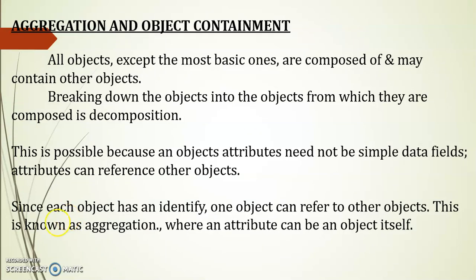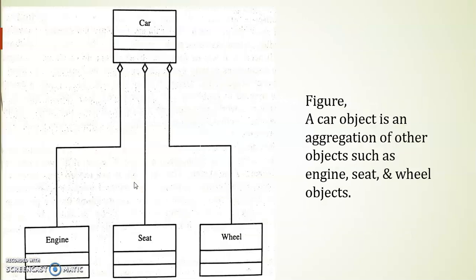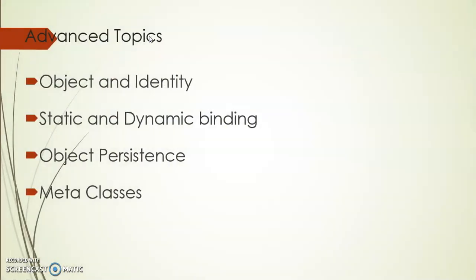Aggregation and object containment was the next topic. This is an example of aggregation. A car is made up of engine, seat and wheels. That means all these objects aggregated together to form a car. These were some advanced topics in this unit: object and object identity, static and dynamic binding, object persistence and metaclasses. This must be asked for short notes.